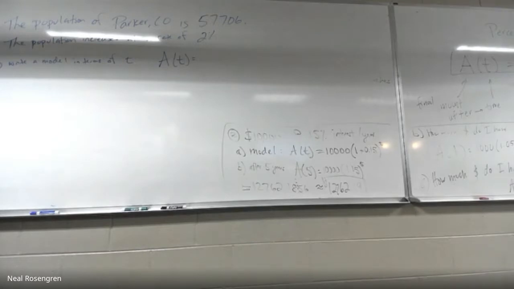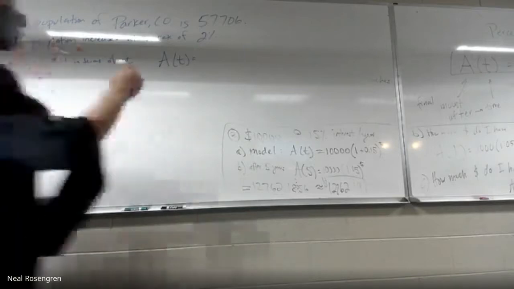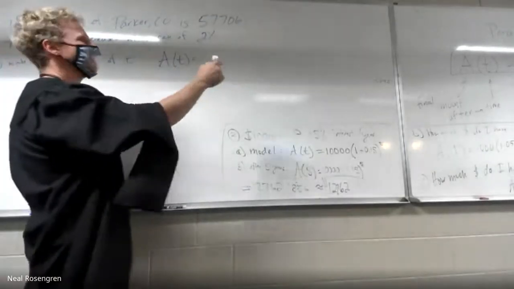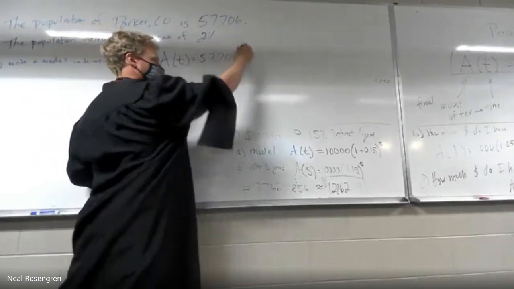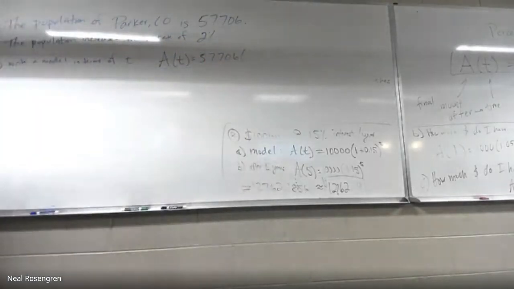When I say the population is now 65,000, how many years did it take to do that? We can answer that question, we don't know how to do that yet. All right, so what's our starting number? What's P? 57,706. There it is, right? Your principal is your starting amount, so that's 57,706.